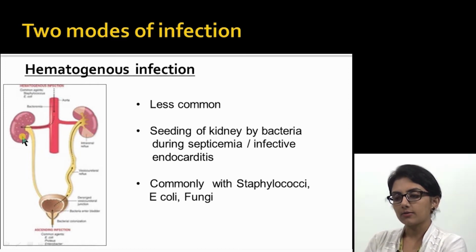And even grossly, you can see a difference in the appearance of the kidney from the two modes of infection, whereas a hematogenous spread would be associated with this seeding, a very miliary kind of appearance in the kidney, whereas with the ascending infection, you've got this segmental involvement with scarring.